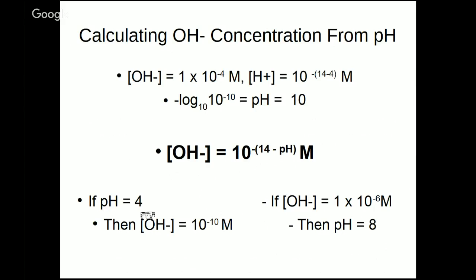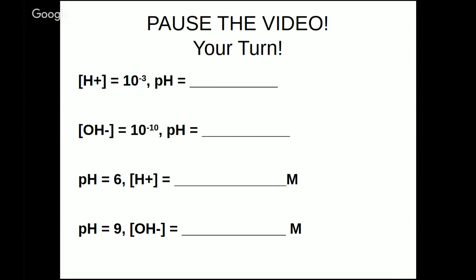So for instance, if you are told that the pH is 4, then the hydroxide concentration is going to be 10 to the negative 10 molar, because 10 plus 4 is 14. If you are told that the hydroxide concentration is 1 times 10 to the negative 6 molar, that tells you that your pH is 8, because 8 plus 6 is 14. Okay, so the only extra step you have to do with hydroxide is remembering to subtract that number from 14. And the conversions are just about as simple. All right, at this point, I'd like you to pause the video again and try these conversions and see how you do. And I will check back in with you in a second.